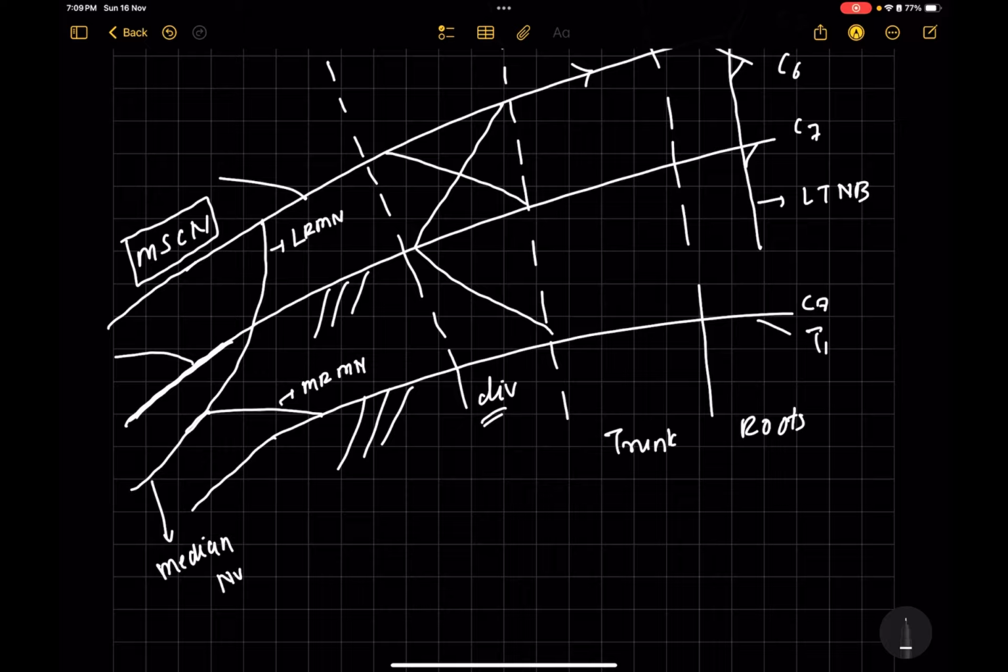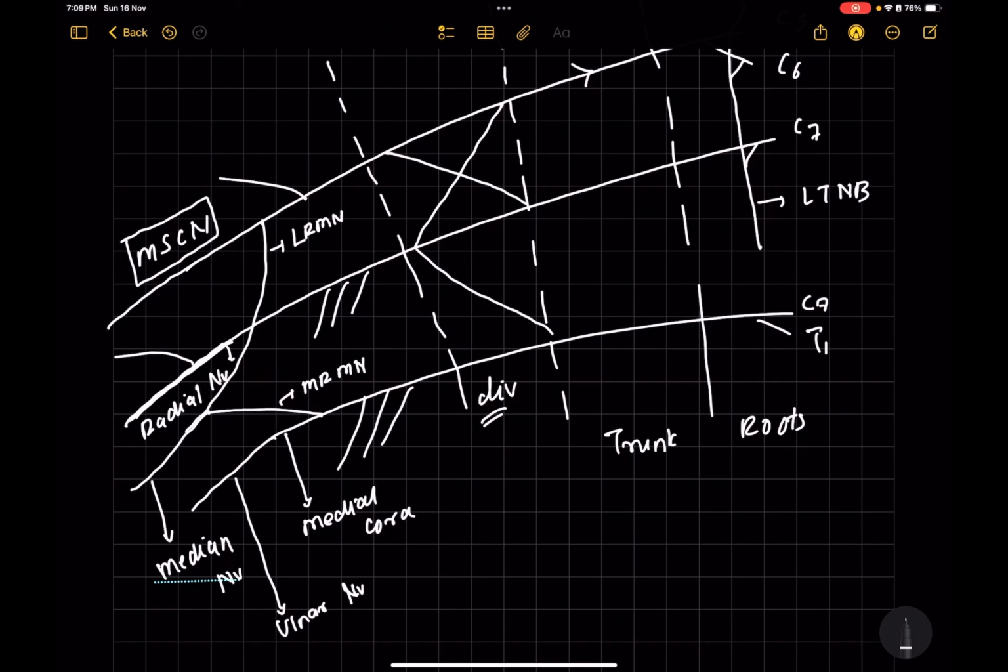Now they might ask you what the continuation of the medial cord is. This is your medial cord. What is its continuation? Yes, this nerve is the continuation, and this is your ulnar nerve. They might ask you what the continuation of the posterior cord is. It is none other than the radial nerve. This is your radial nerve.